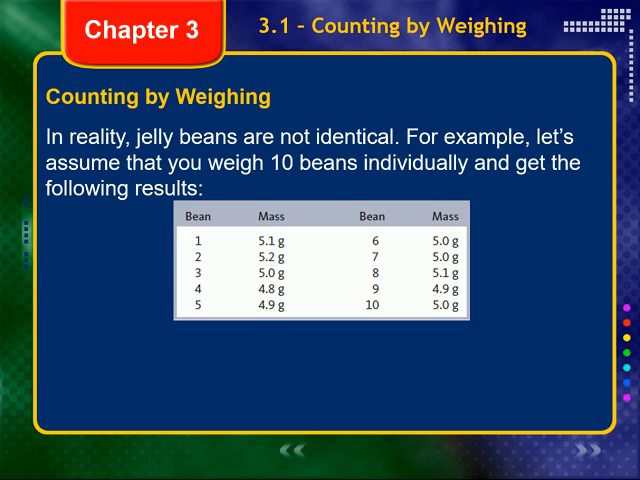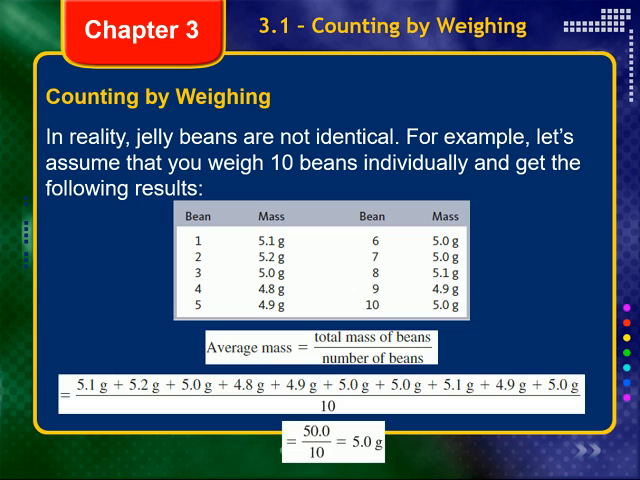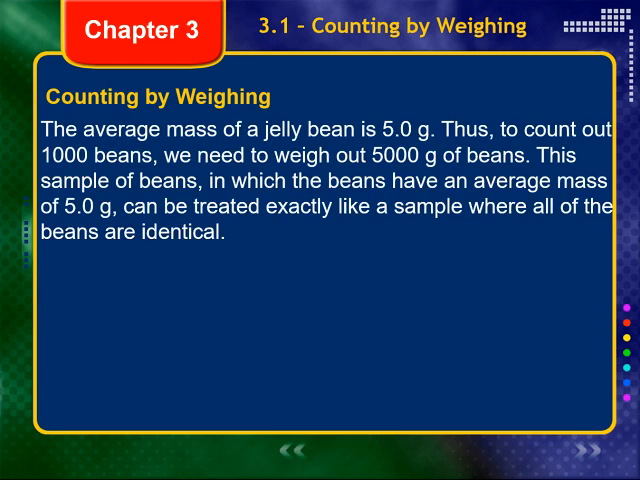In reality, jelly beans are not identical. For example, let's assume you weigh 10 beans individually and you get the following results. We have 10 different beans here. The first bean is 5.1 grams, then there's 5.2 grams, 5.0 grams, 4.8 grams, 4.9 grams, and so on. If we're going to calculate an average here, we take the total mass of all the beans added together and divide by the number of beans we're measuring. So it's going to look something like this, and we come out with a calculation of 5.0 grams per bean. So the average mass of a jelly bean is 5.0 grams.